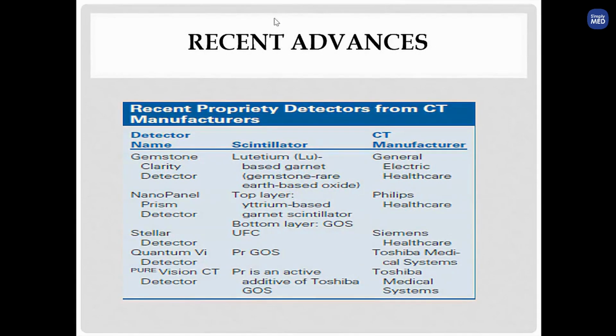So we have recent advancements in the CT detector. One is the Gemstone detector, which was introduced by GE. Then we have the Nano Panel Prism detector, which was introduced by Philips. Stellar detector by Siemens, Quantum Vi by Toshiba, and PureVision by Toshiba. These are the advancements.